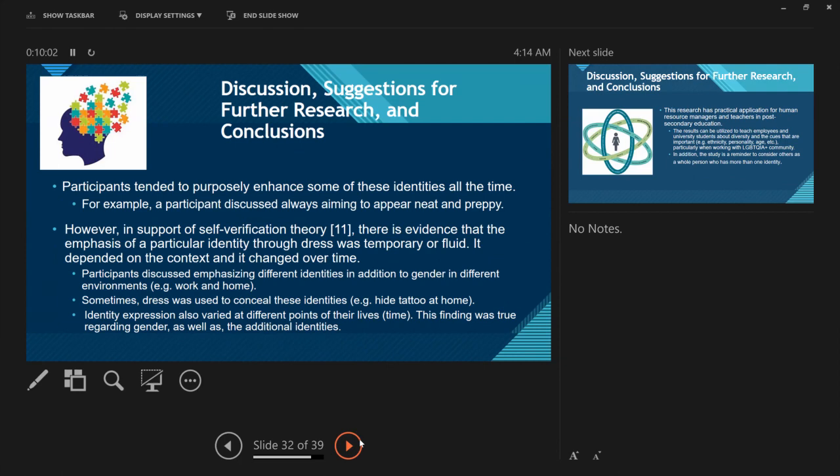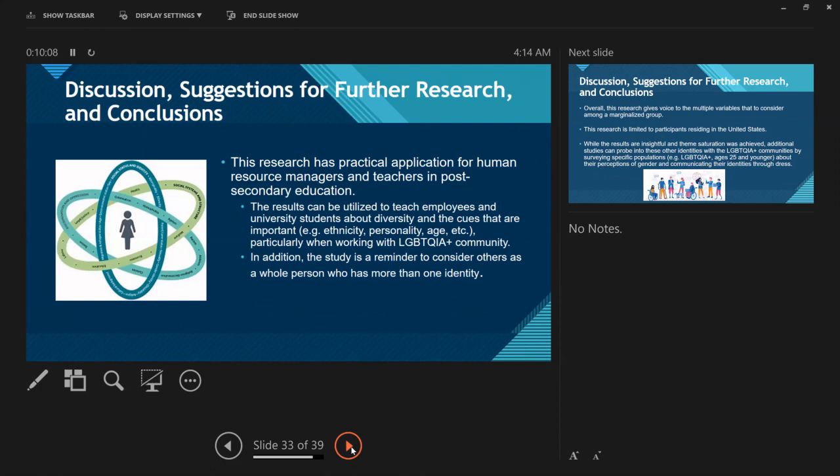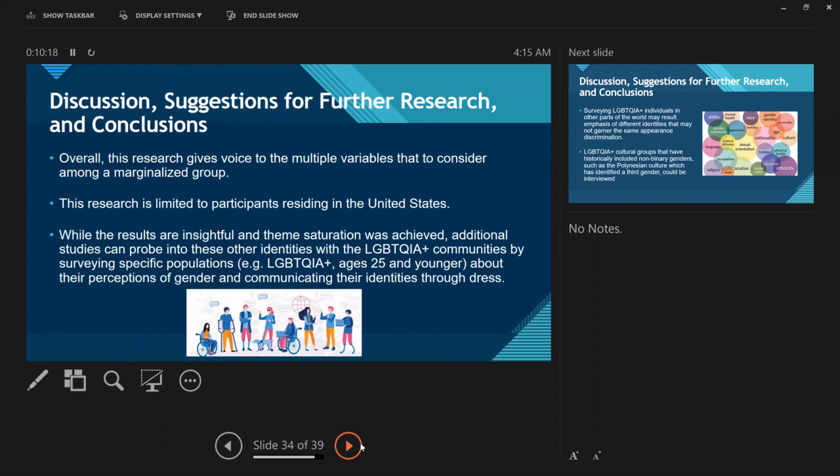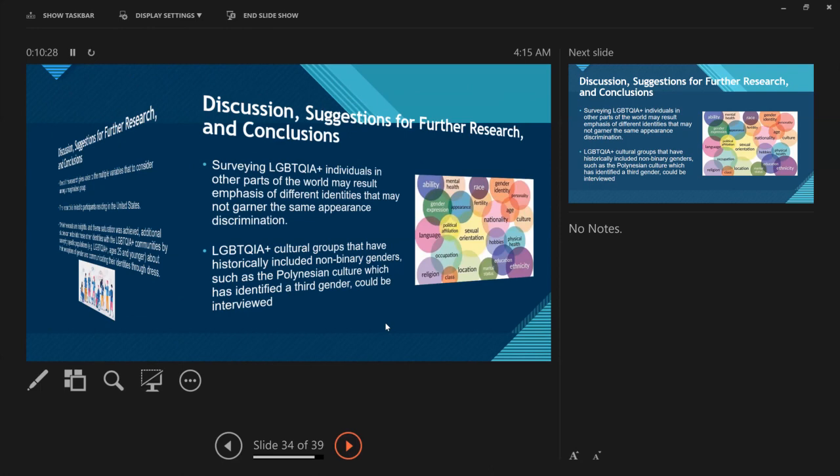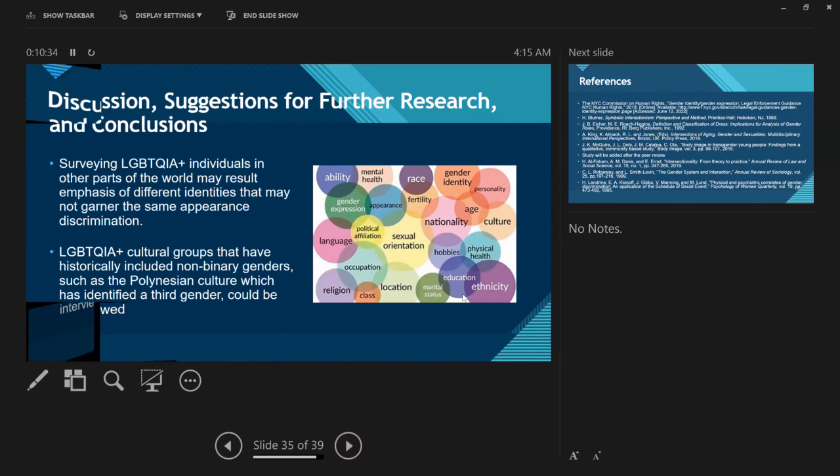And this research has very practical application to human resource managers and teachers in post-secondary education. And the research gives voice to multiple variables that need to be considered among a marginalized group. And this research is limited to participants in the United States. So further research could be done in other countries, particularly those that are more accustomed to non-binary genders. Okay, there's our references.